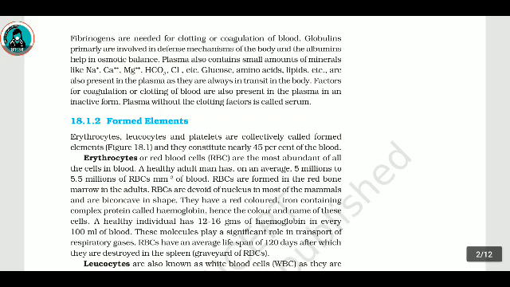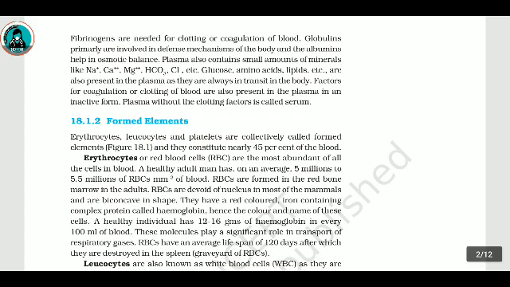Plasma also contains a small amount of minerals like sodium (Na+), calcium (Ca2+), magnesium, bicarbonate, chloride, etc. Glucose, amino acids, lipids, etc. are also present in the plasma, as they are always in transit in the body. Factors for coagulation or clotting of blood are also present in the plasma in an inactive form. Plasma without the clotting factors is called serum.